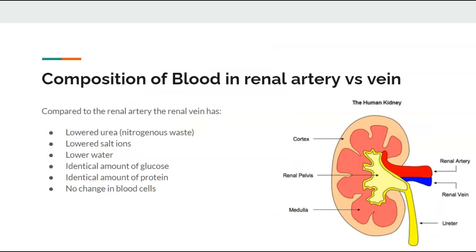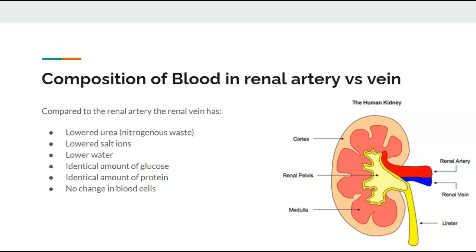Now, composition of blood. This is what's normally in your blood, but you don't want too much of this at any given time, right? So renal artery is the unfiltered blood. Compared to the renal artery, which is unfiltered, the renal vein has lowered urea, which is your nitrogenous waste. As a human being, you have urea, lowered salt, lower water, the same amount of glucose, the same amount of protein, and the same amount of blood cells.